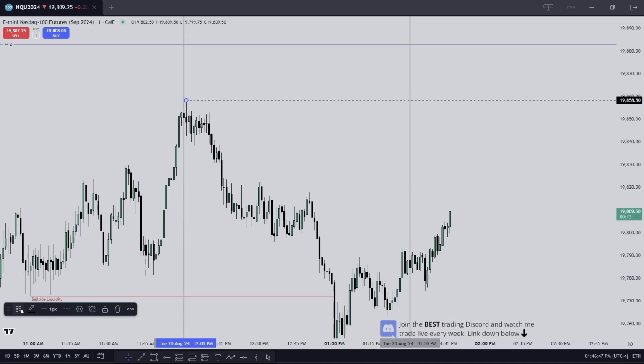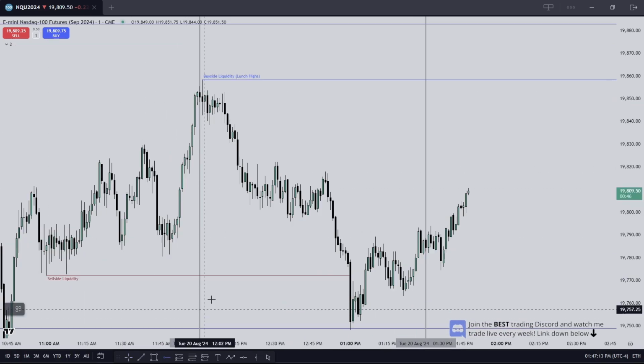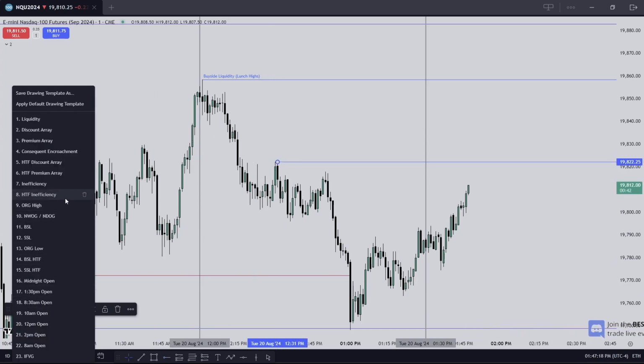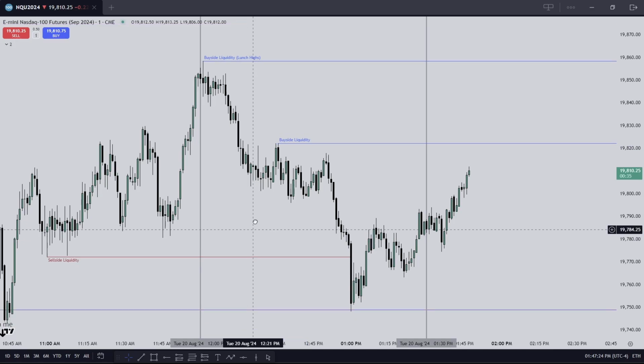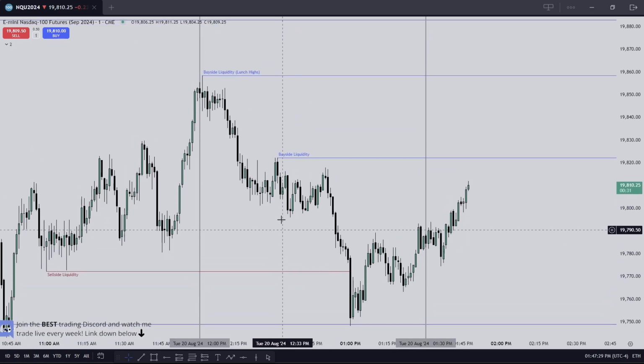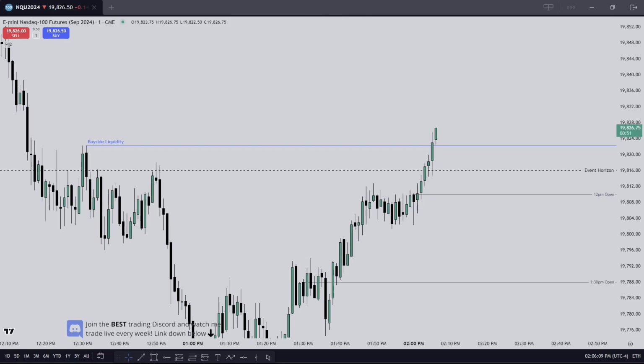Merry Christmas, right? So I like lunch highs as a target. Buy side up here. I like the buy side up here too. So basically I want to see a run against lunch highs because we've already taken out sell side during the lunch hour. And actually I think I'm going to buy that right there.